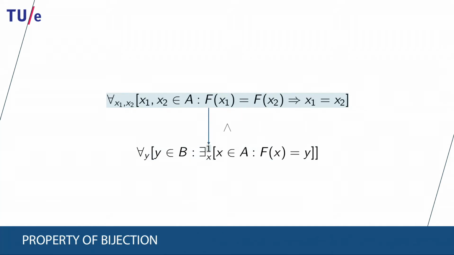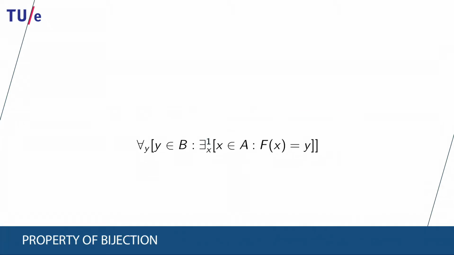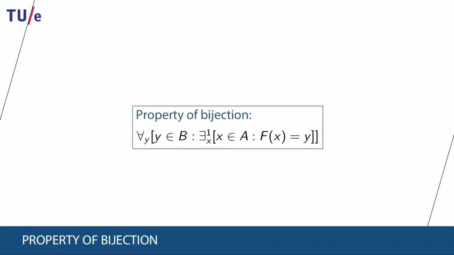We can incorporate the first conjunct into the second simply by requiring unique existence of the element x in A such that f of x equals y. Thus, we obtain the formula that corresponds to the property of bijection. A mapping f is a bijection if and only if, for every element y in its codomain, there is a unique element x in its domain such that f of x equals y.